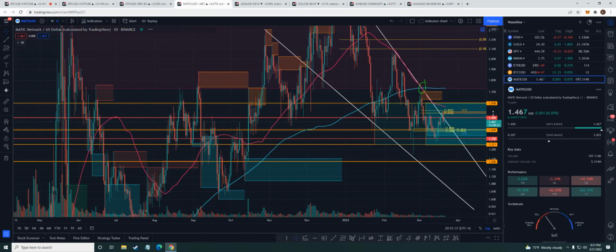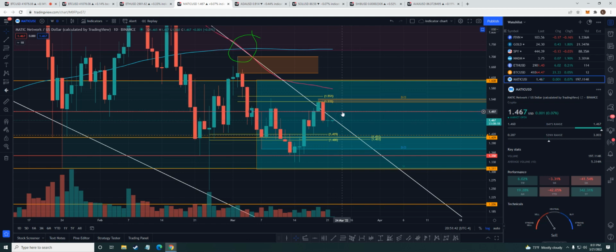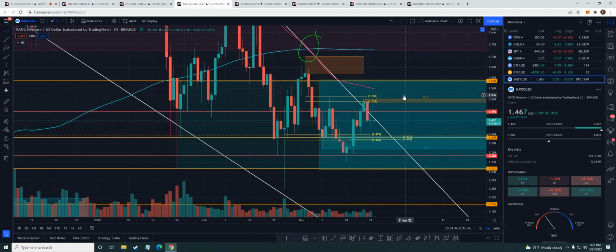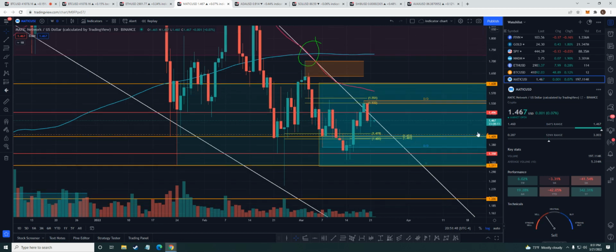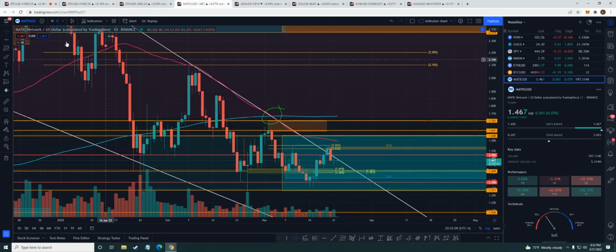I'm still waiting for a three drive pattern on a daily, on a higher time frame, coming out of this pattern, breaking above this 150. 160 would be my target, and then past the 160 to 170 area, we can mark this down right here, because this is the area I do like, right here and right here. These are the targets I'm looking for.